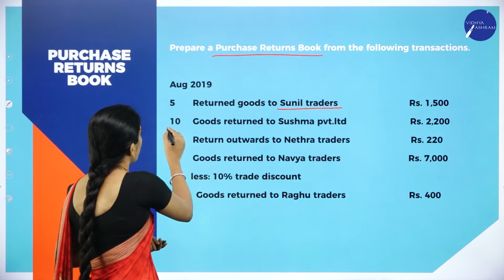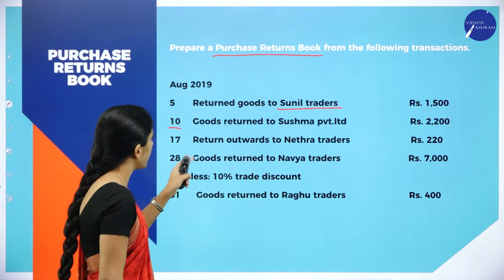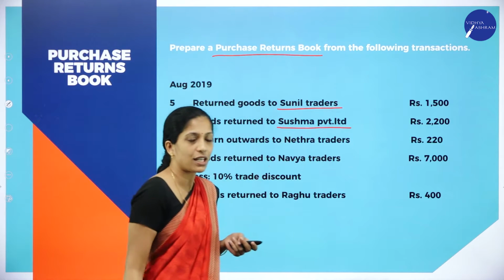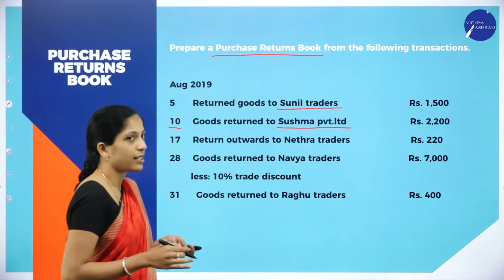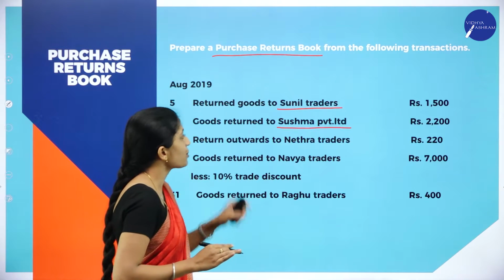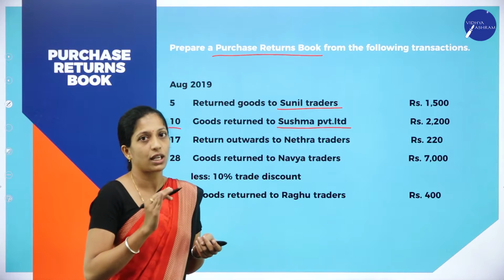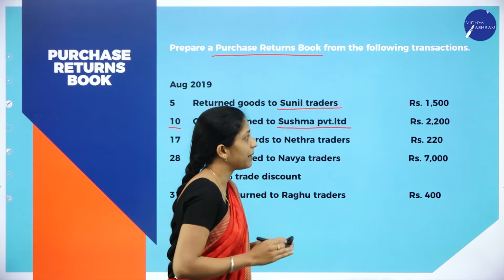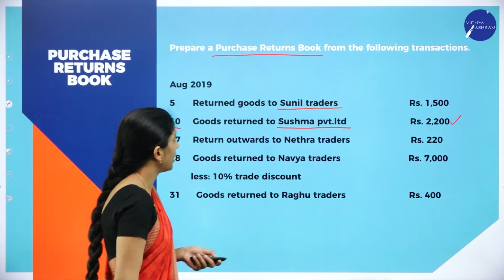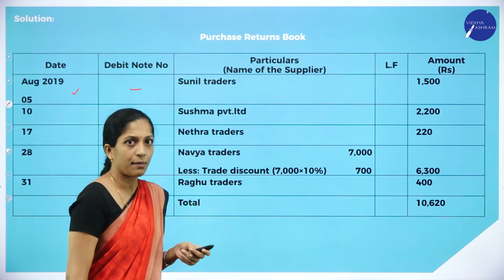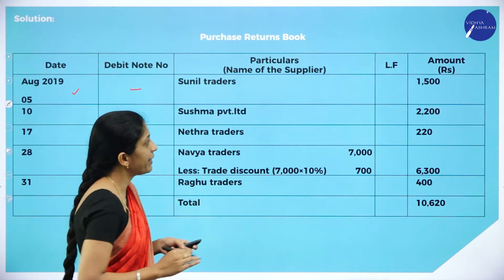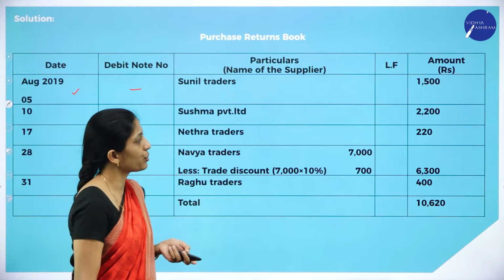Now moving on to the next transaction, that is 10th August 2019, goods returned to Sushma Private Limited, how much? 2,200. So here date is how much? 10th August 2019. There is no debit note number, leave it blank. Goods returned to Sushma Private Limited, so name of the supplier is Sushma Private Limited. What is the amount? 2,200. So they have directly given, so I'll write the same in your purchase returns book. Name of the supplier is Sushma Private Limited, amount is 2,200.